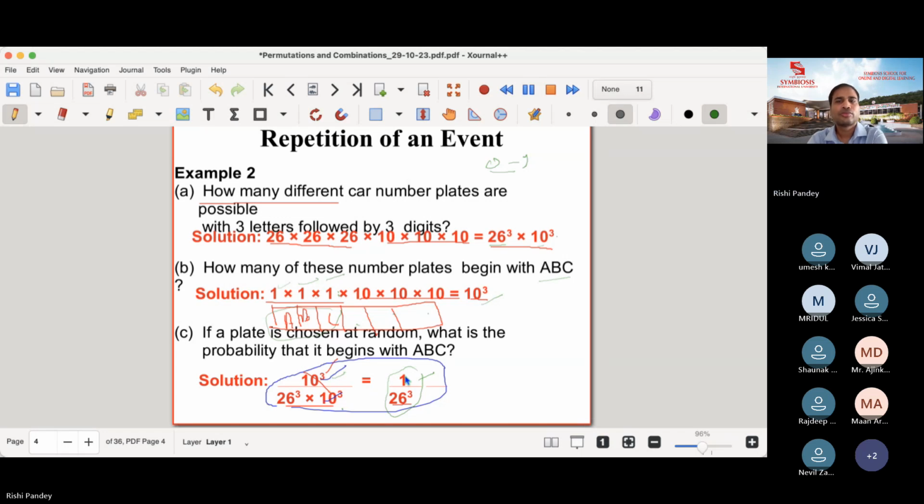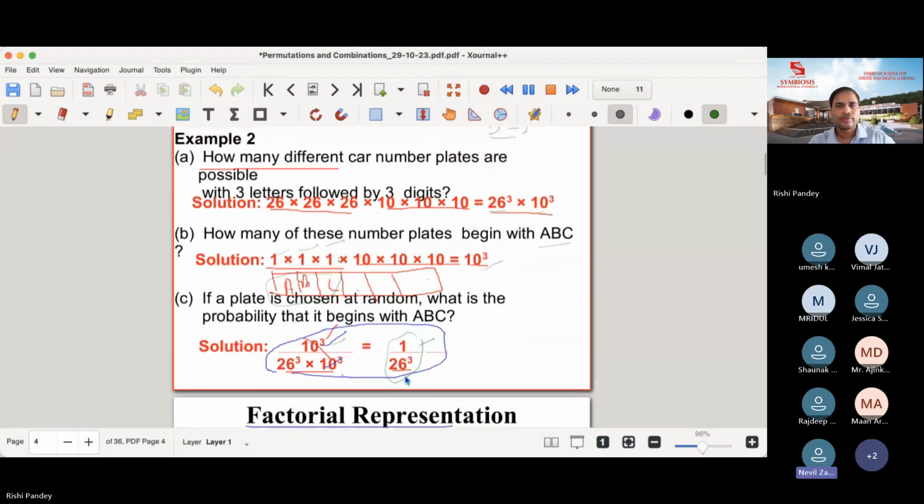So how did the 26 come there? If it is fixed, now you cannot take ABC, isn't it? These are fixed. After 26 is because 26 alphabets. No, not 26. Out of all 26, you are taking only the first A, isn't it? So it is fixed. Now you cannot take any other alphabet instead of the A.